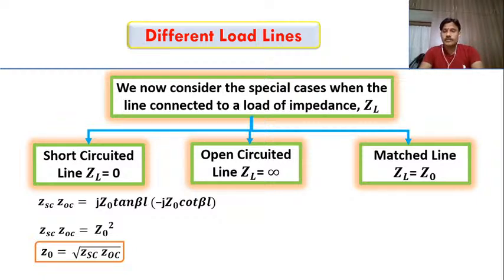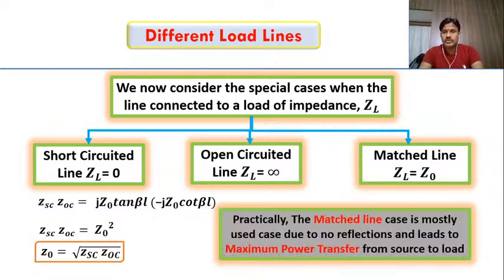Already you know the maximum power transfer theorem in our circuit theory. That theorem holds good here. By maintaining the impedance of the load of a transmission line the same as the characteristic impedance Z0 of that transmission line, practically the matched line case will be mostly used due to this property. Because of no reflections, the maximum power will be transferred from source to load.